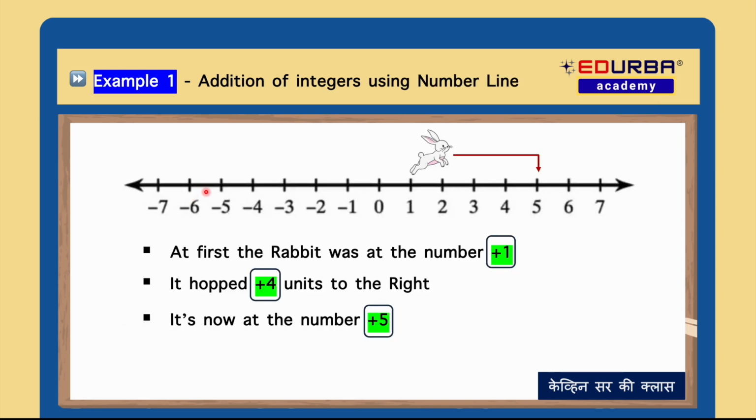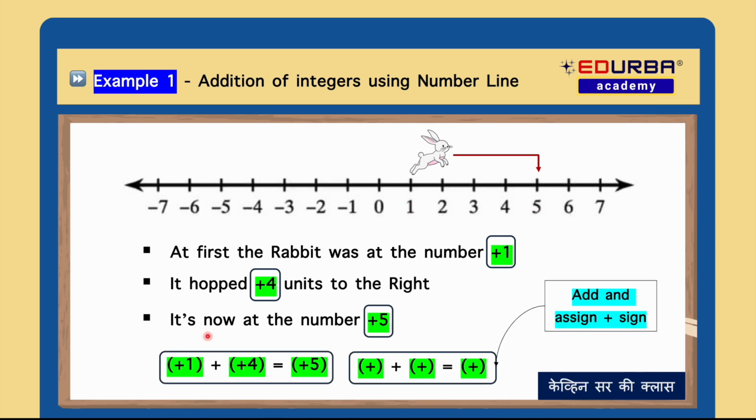Now do you see the number line which shows integers, that means 0, positive numbers and negative numbers, and we also see a cute bunny ready to hop. Now in this example, this bunny was initially at plus 1 and this bunny hopped 4 places to the right side, 1, 2, 3 and 4, and it reached plus 5. Now how can I show that mathematically? Initially the bunny was at plus 1 position, then it hopped 4 positions to the right side, that means plus 4, and then it reached plus 5.